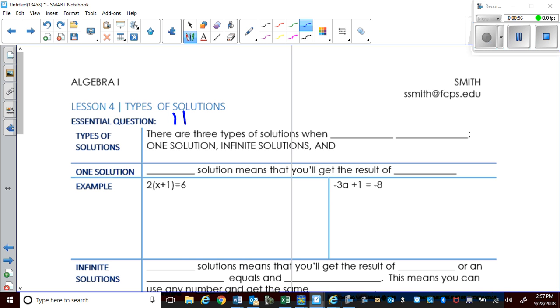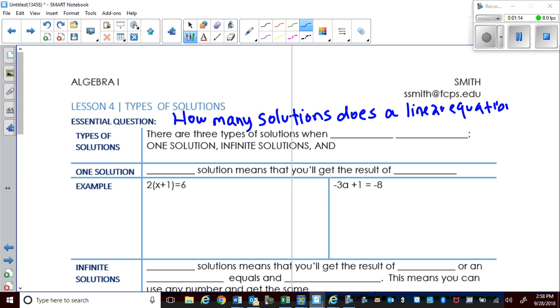The essential question we have is: how many solutions does a linear equation have? Okay, that's our essential question.